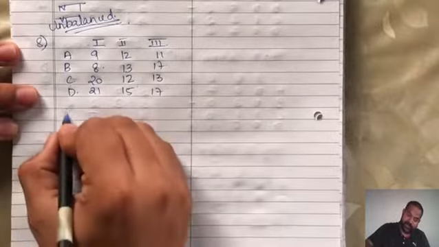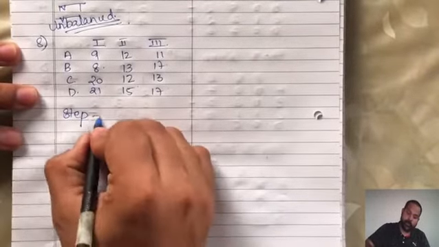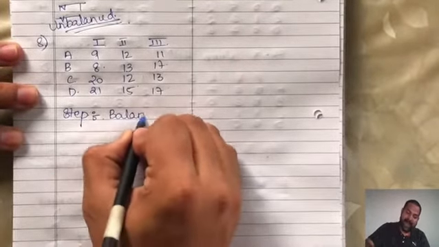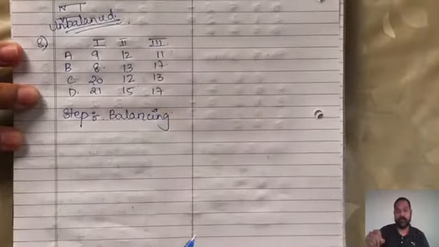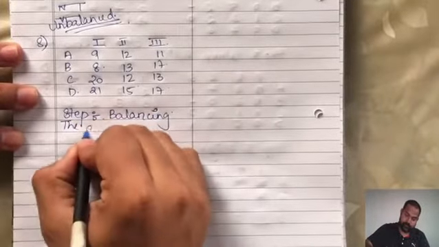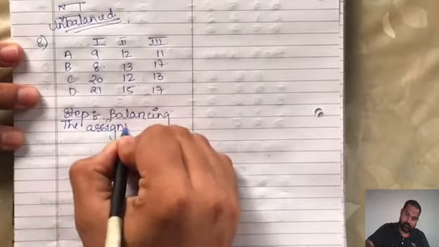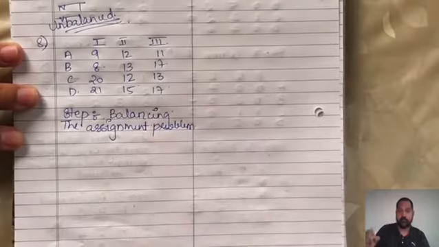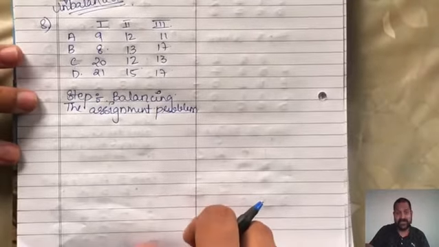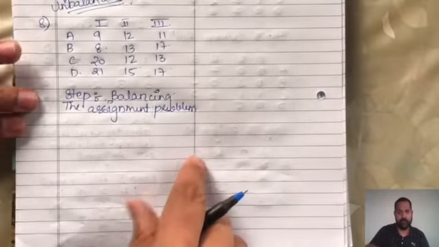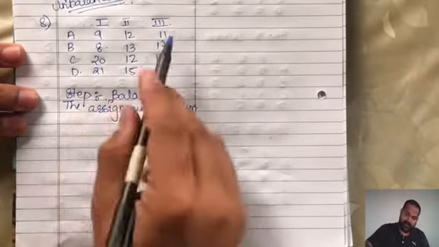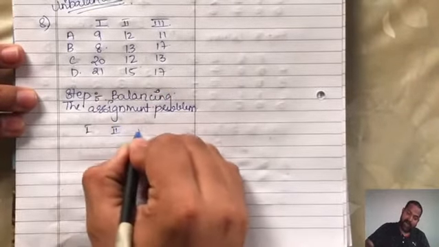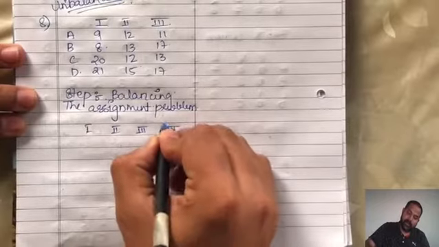And this is where step 1 is not going to be row or column reduction. Step 1 is going to be balancing the given problem. What are we going to do? We are going to balance the given assignment problem. How? What are you short of? Well, there are 4 rows but only 3 columns. Then do one thing, add another dummy column.